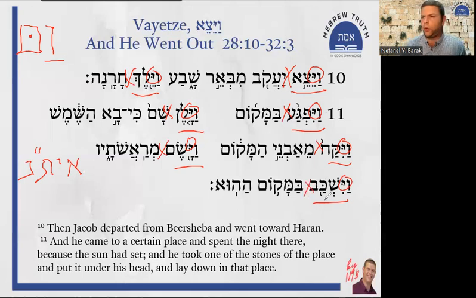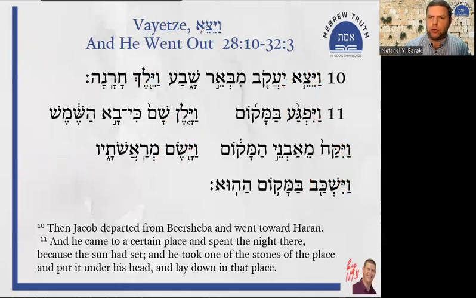Obviously, it changes according to the meaning of the verb. So Vayetze means he went out. Vayelech means and he journeyed, he walked, he went. Vayifga, and he reached. There are other meanings to the root Pei Gimel Ayin. Vayalen, he spent the night. Vayikach, he took. Vayasem, he set, he put. Vayishkav, he laid down. Okay, so these are the vayiktol verbs.